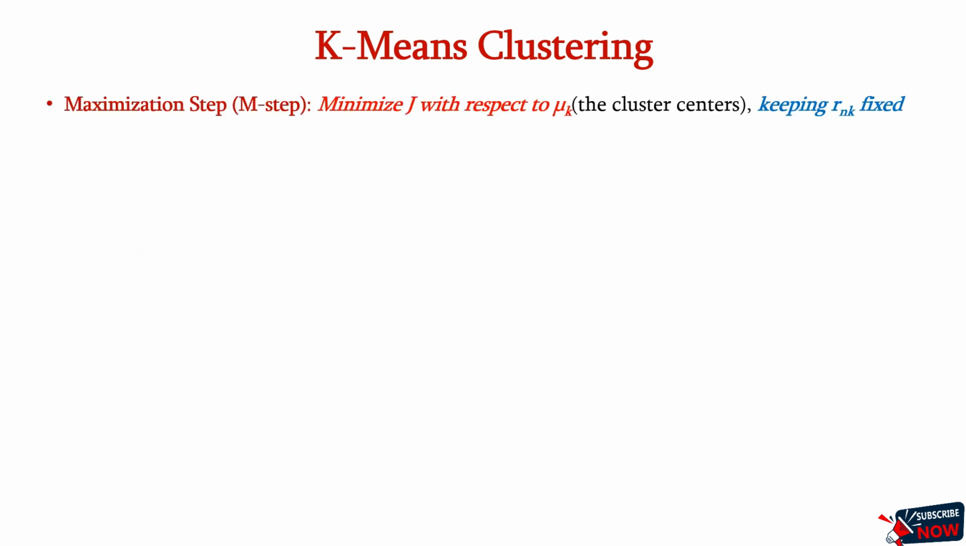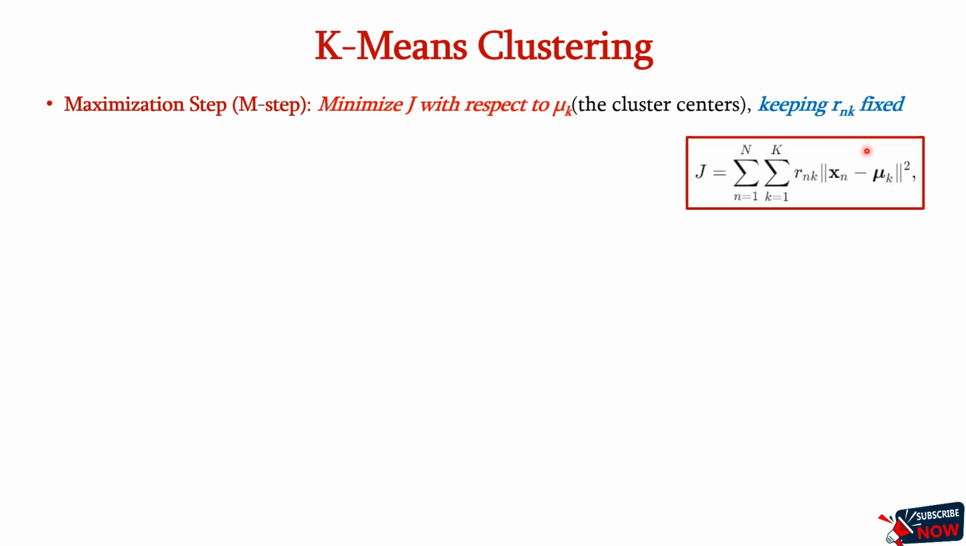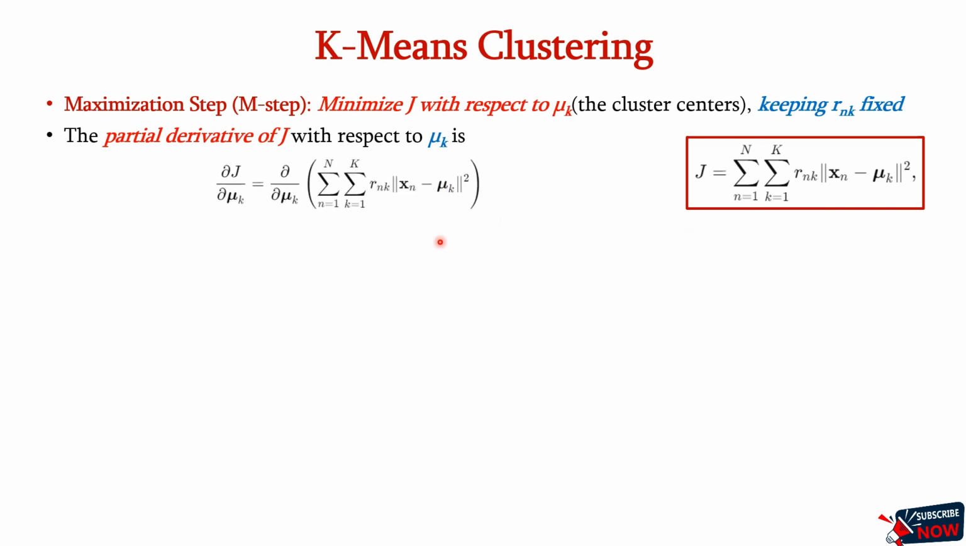Now let us look at the second step in the EM algorithm, that is the maximization step or M step. Here we minimize the objective function J with respect to the cluster center mu k, keeping the cluster assignments Rnk fixed. Let us consider the objective function J of K-means clustering and apply the partial derivative to this equation with respect to mu k, which can be expressed as shown here.